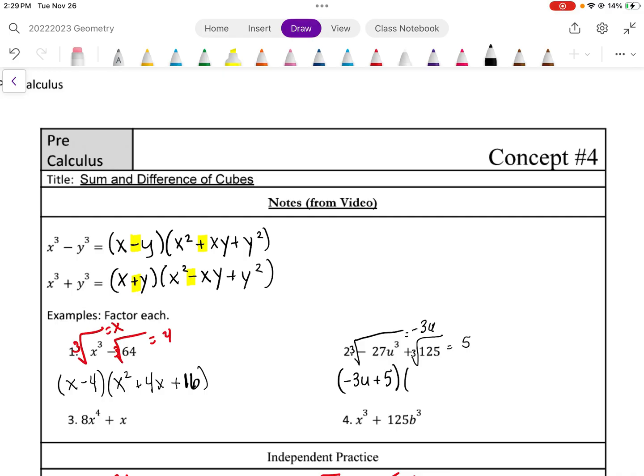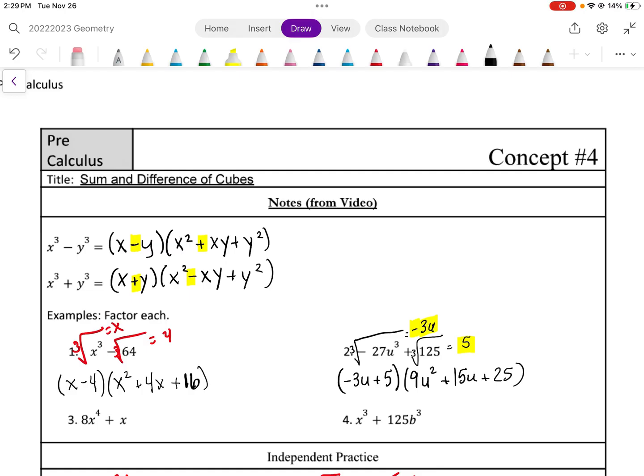Then I'm going to have x squared. So negative 3u squared would be 9u squared, because negative 3 squared is 9. U squared is obviously u squared. Then minus xy. So negative 3u times 5 is negative 15u. But I'm subtracting it, so I'm going to put a plus 15u. So again, when you multiply those together, you do get negative 15u. But if you look up at the formula, it's a minus negative 15u, so it's a positive. Plus y squared. Y is my 5, so that'll be a 25.